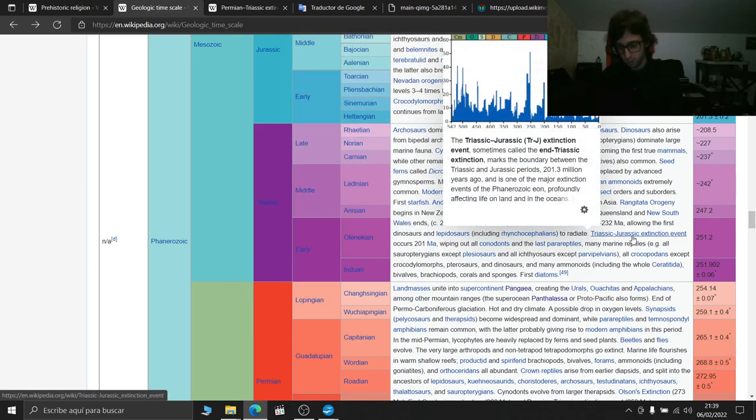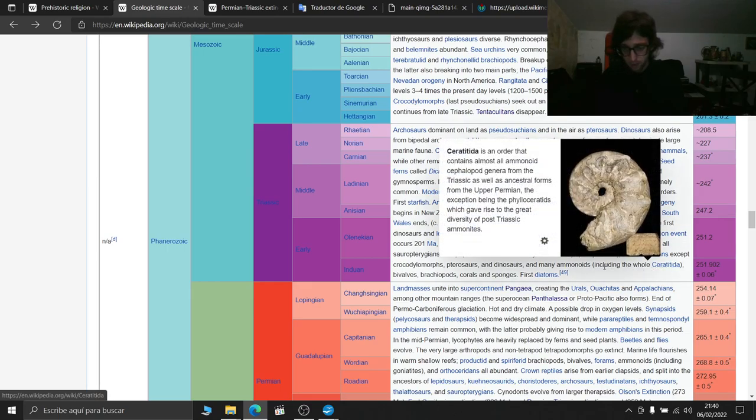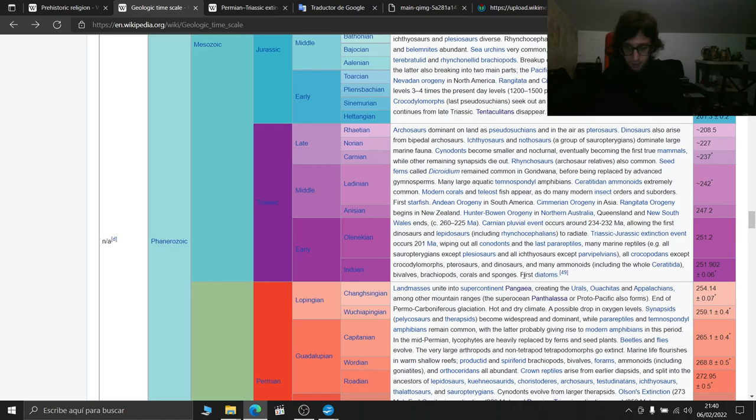Triassic-Jurassic, obviously there is an extinction. The Triassic-Jurassic extinction event occurs, wiping out all the conodonts and the last parareptiles, many marine reptiles, all pseudosuchians except crocodylomorphs, pterosaurs, and dinosaurs, and many ammonoids, including the whole Ceratitida.